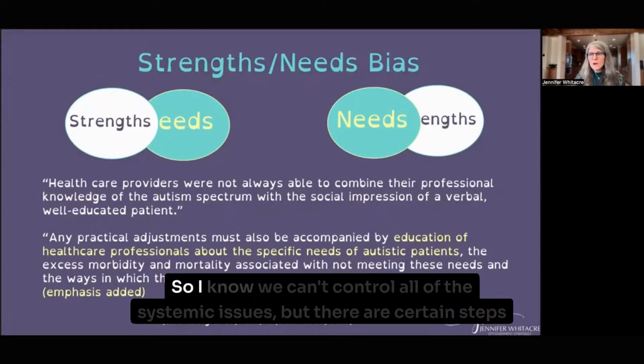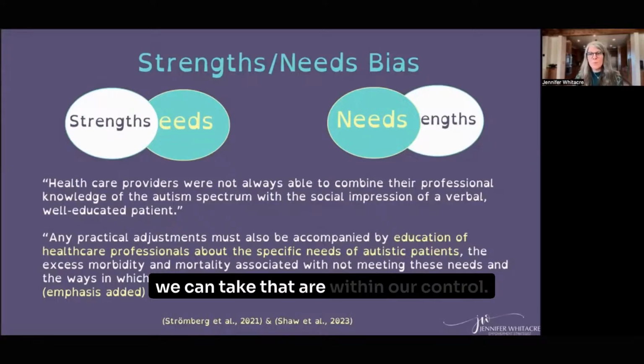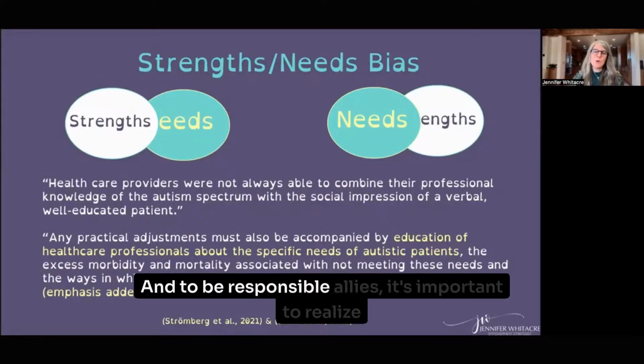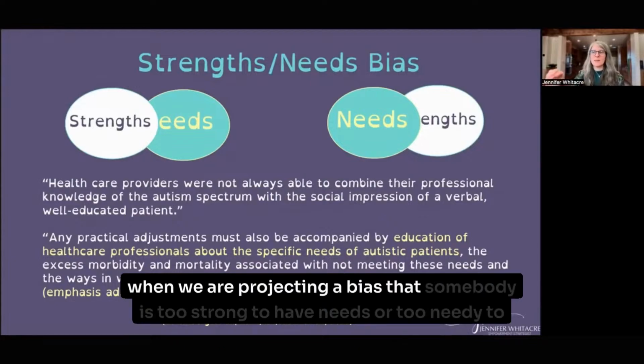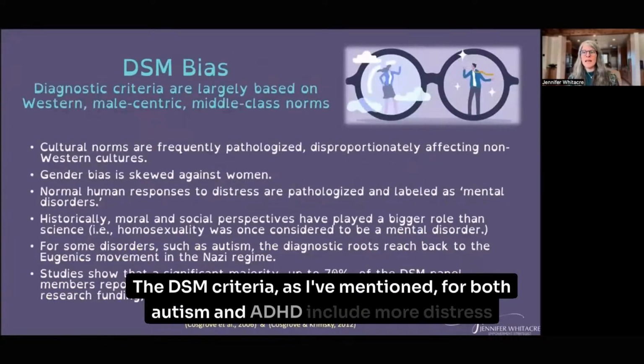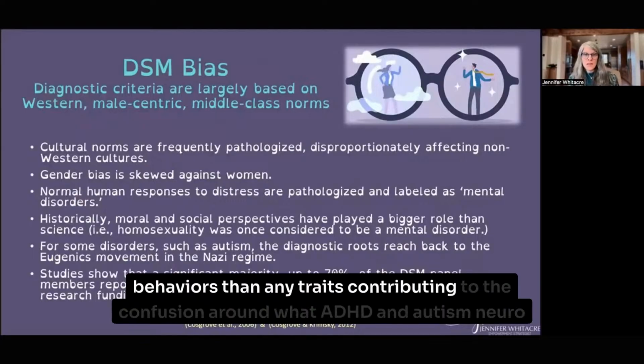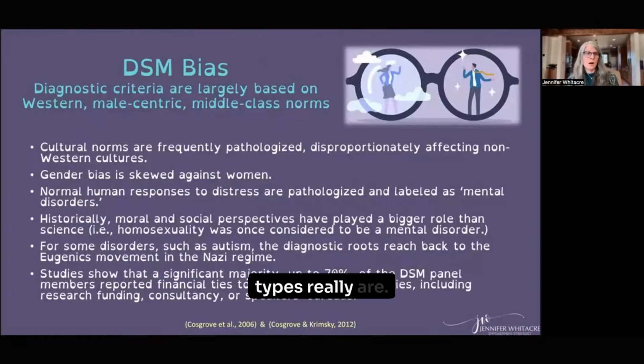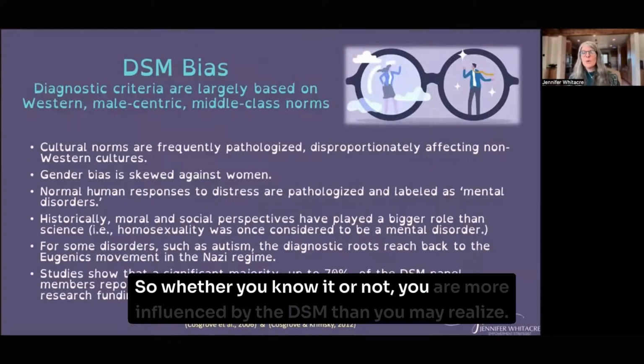So I know we can't control all of the systemic issues, but there are certain steps we can take that are within our control. And to be responsible allies, it's important to realize when we are projecting a bias that somebody is too strong to have needs or too needy to have strengths. The DSM criteria, as I've mentioned, for both autism and ADHD include more distress behaviors than innate traits, contributing to the confusion around what ADHD and autism neurotypes really are. So whether you know it or not, you are more influenced by the DSM than you may realize.